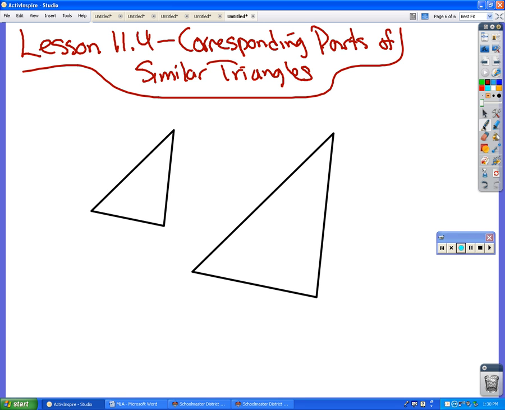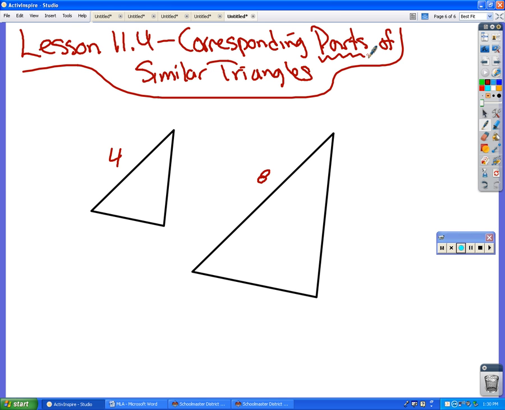How long do you think this side should be over here? 4. How long would you like this side to be over here? 8. 16. All right, let's keep it simple. So all of the sides on this triangle are twice as big as the sides of that triangle, right? That's what we've been learning. Okay, so what we're talking about today, like I said, is how the other parts of the triangle match up.